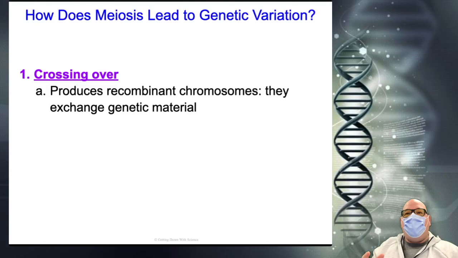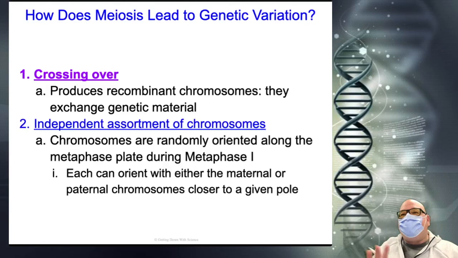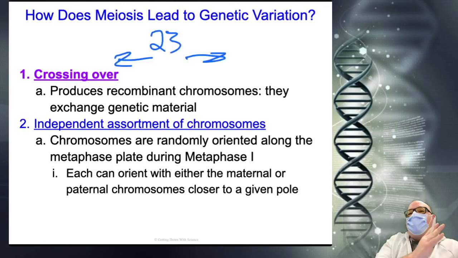All right. The second factor, which people have a hard time understanding sometimes, is independent assortment. And all this means is when we say independent assortment, that means nothing is affecting the assortment. It happens randomly. So they are sorted independently. And what does that mean? That means there's 23 pairs of chromosomes. One of them goes one way and one of them goes the other way. They don't all go one way and they don't all go the other way. They randomly go either way.